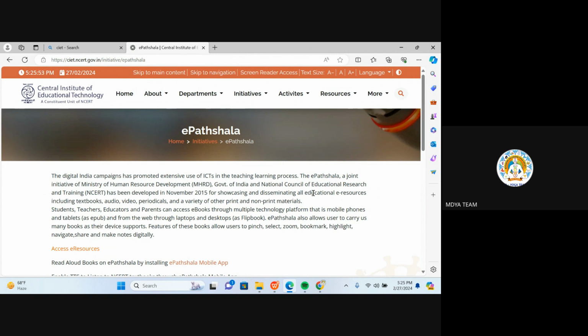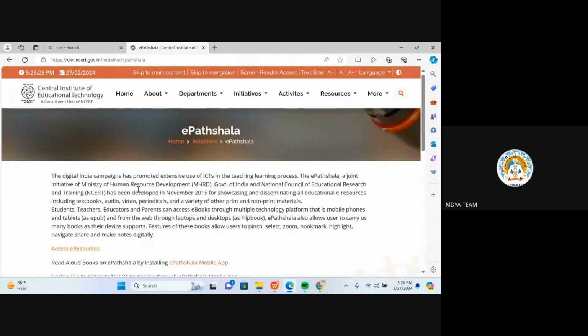This also comes under the MHRD. Now, before MOE, the Ministry of Education was called the Ministry of Human Resource Development, MHRD. Now, you have to remember the word. Later the name changed from MHRD to MOE, but at the time of e-Pathshala, there was the MHRD, okay?